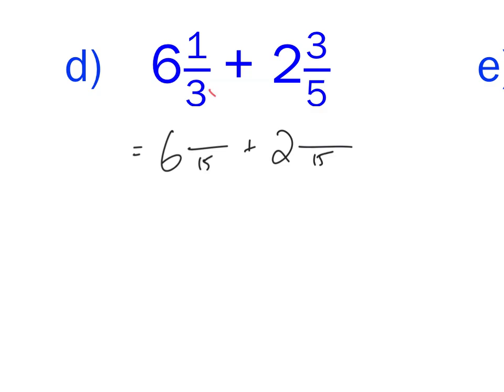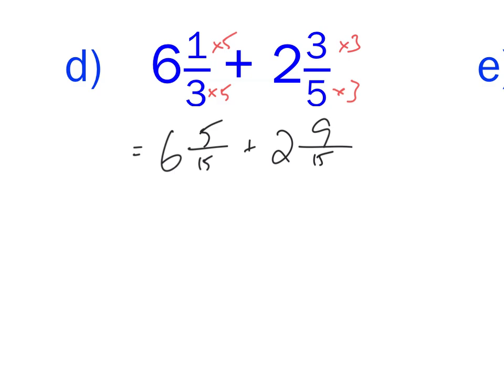So how many times does 3 go into 15? Great. So we multiply top and bottom by 5. How many times does 5 go into 15? 3. So top and bottom by 3. So what's 1 times 5? 5. Correct. And what's 3 times 3? 9.